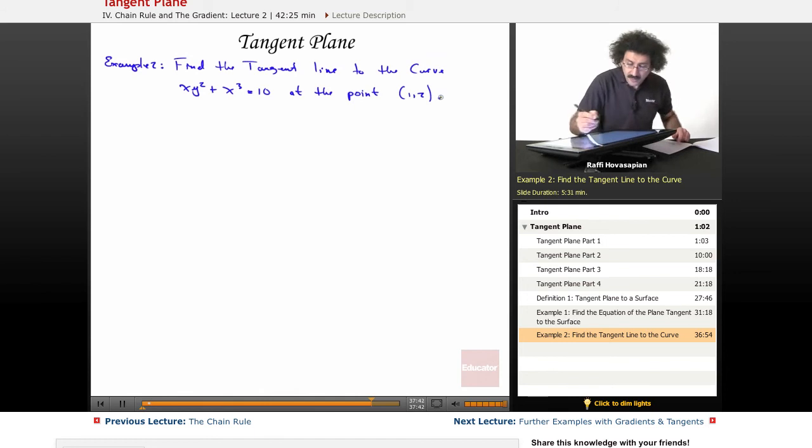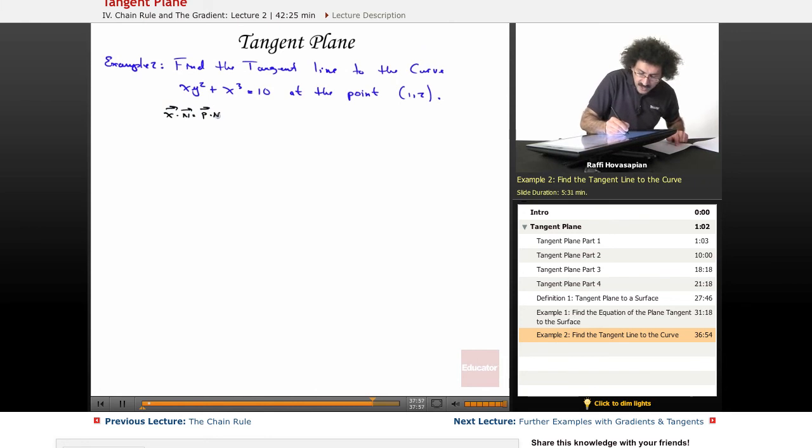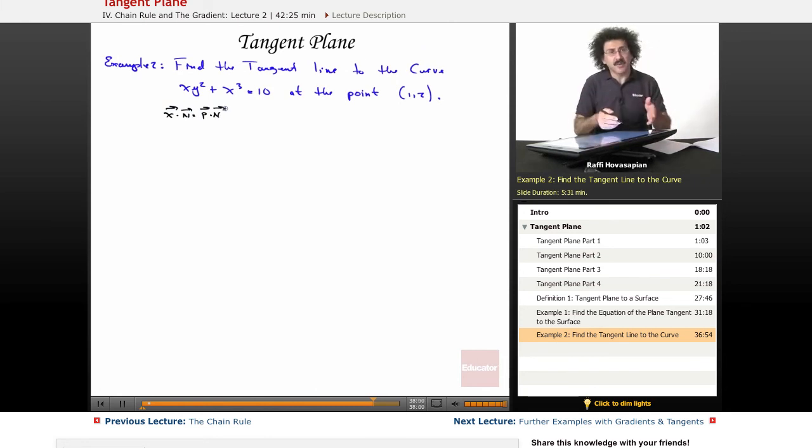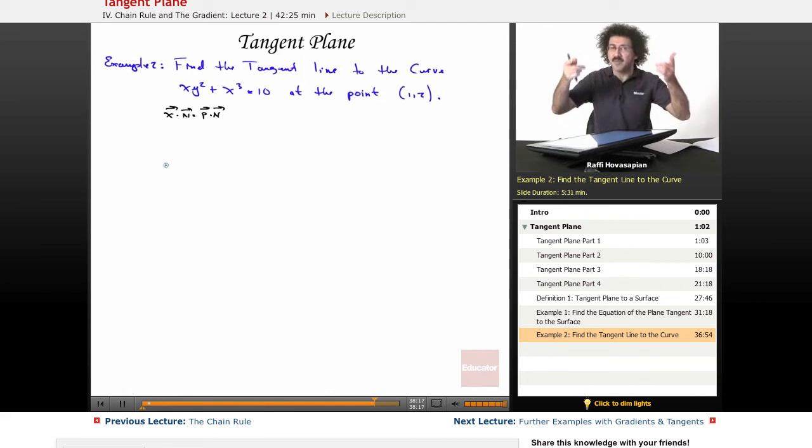Okay, so now notice we said the tangent line to the curve. Let me go back to black here for a second. This whole x dot n equals p dot n, this is true in any number of dimensions. This is the general form of the equation. So whether we're working in 3 space, 2 space, 15 space, that's the equation that we work. So like we said before, when you have a curve, you have a tangent line. When you have a surface, you have a tangent plane. Well, now let's move on to another dimension.